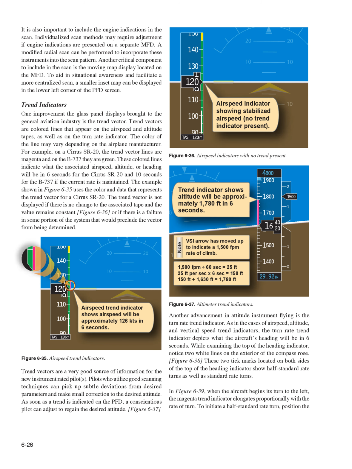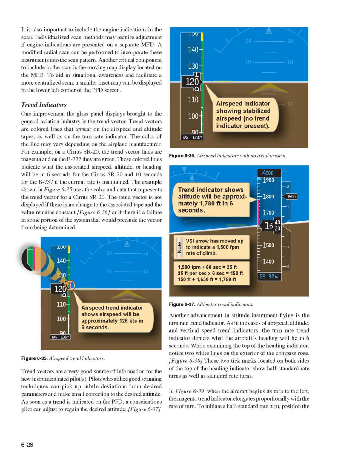It is also important to include the engine indications in the scan. Individualized scan methods may require adjustment if engine indications are presented on a separate MFD. A modified radial scan can be performed to incorporate these instruments into the scan pattern. Another critical component to include in the scan is the moving map display located on the MFD. To aid in situational awareness and facilitate a more centralized scan, a smaller inset map can be displayed in the lower left corner of the PFD screen.